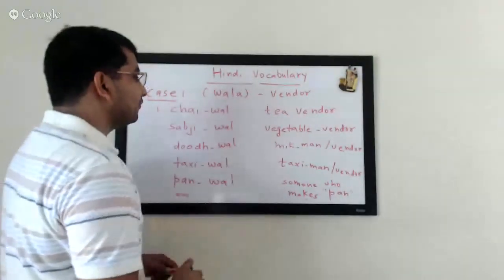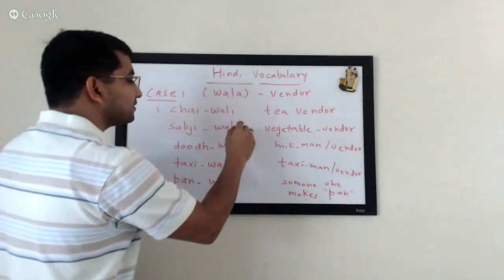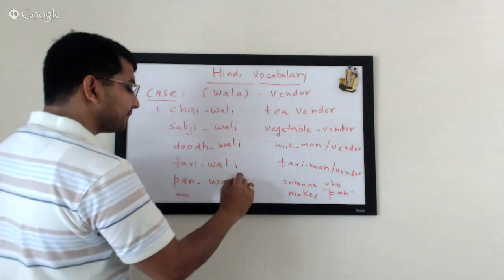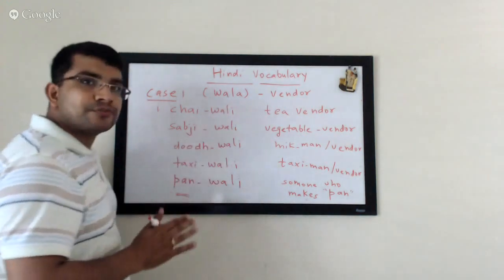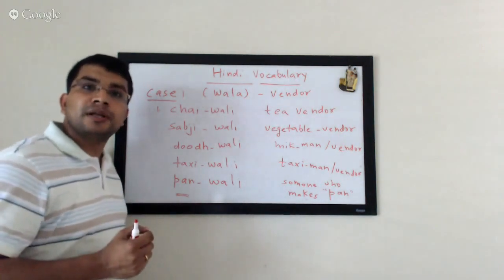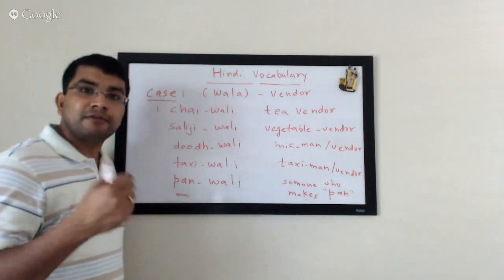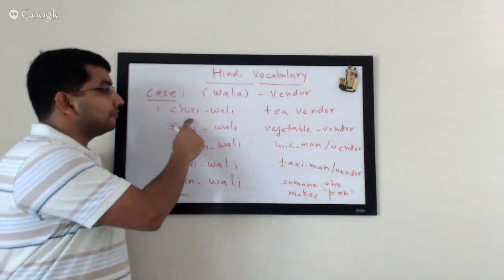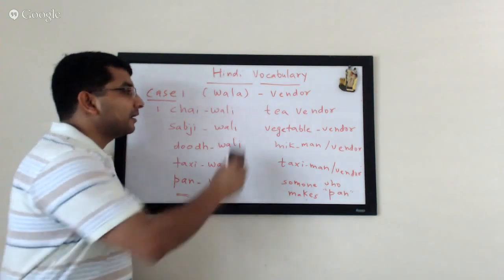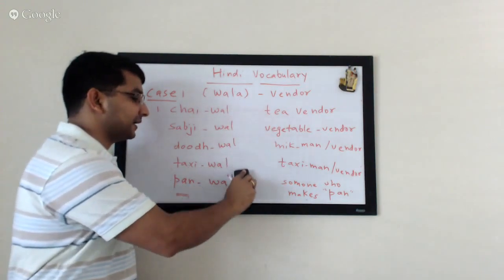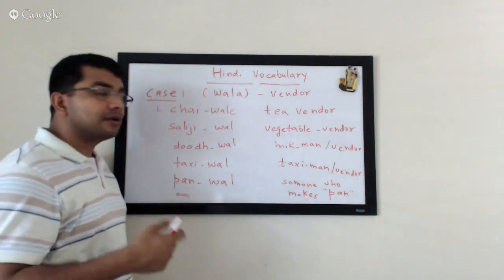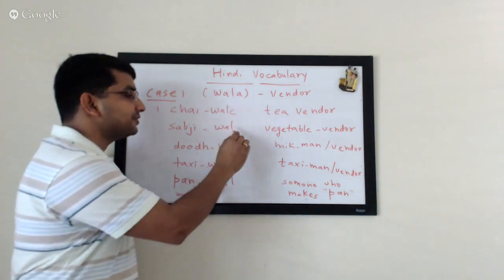So when we talk about feminine singular, it's wali: doodh wali, taxi wali, and pan wali. So that's conceptually wali, right? What if it is masculine plural? Like when we have ladka, we have ladke, right? So if you use the same notion here, chai wala becomes chai wale, like many people, masculine plural: sabji wale.